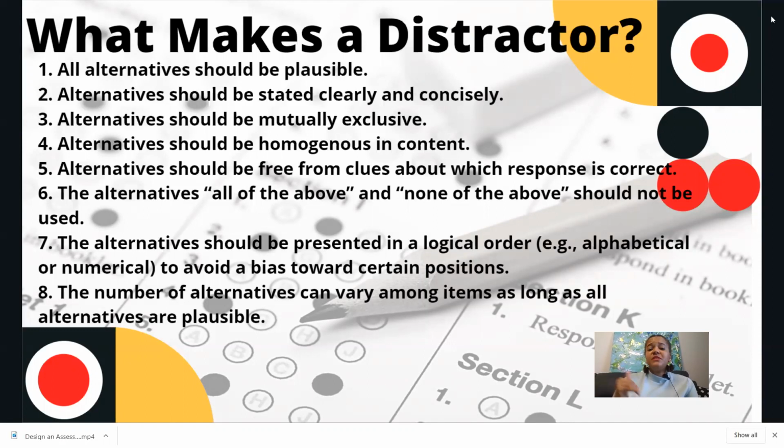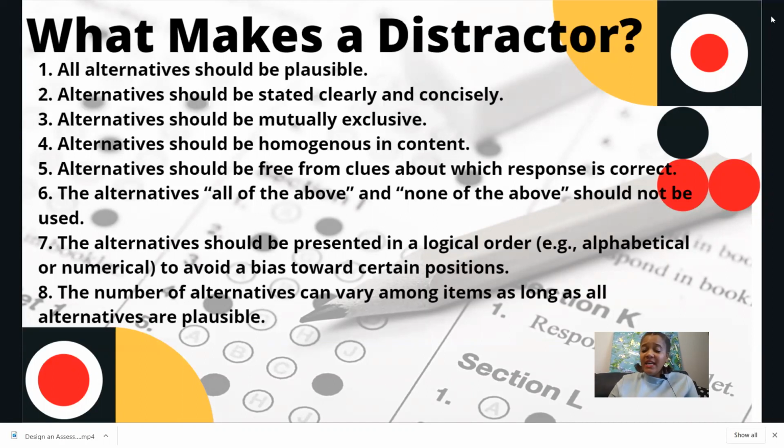The alternatives must be stated clearly and concisely. They must be mutually exclusive. They should be homogeneous in content, and I'll show you that. You can't just write different sentences all the time; they have to be aligned with the same wording so it doesn't show favoritism. The alternatives all of the above and none of the above really should not be used. That's pretty much 80% of the time. Every once in a while, you can.